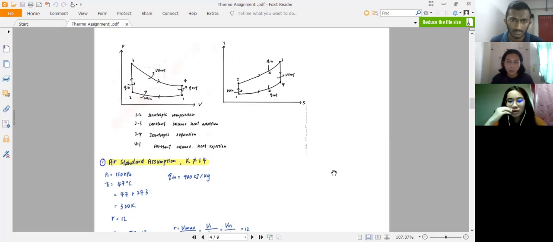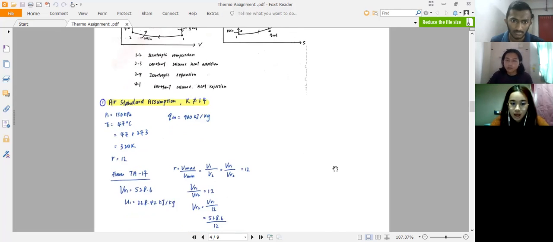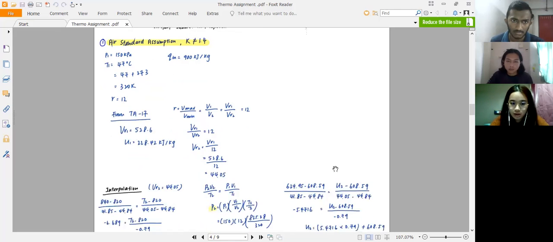So now I'm going to explain the calculation part for the air standard assumption, in which k is not equal to 1.4. From the question, we know that at stage 1, the pressure is equal to 150 kilopascal and temperature is 47 degrees Celsius. And then we convert this 47 degrees Celsius into Kelvin, which is 320 K. And then the compression ratio r is equal to 12 and the Qin is equal to 900 kilojoule per kilogram.